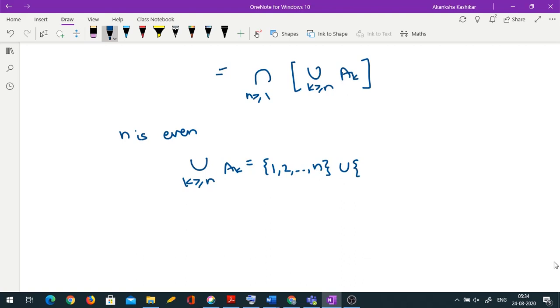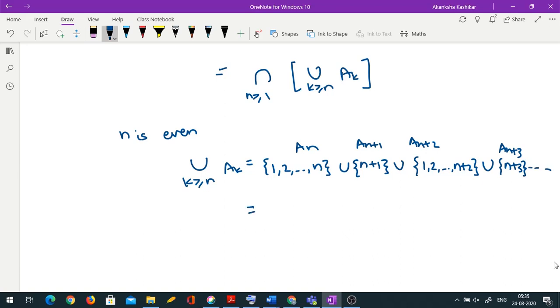Then next set is, so this is my an. My an plus 1 is just n plus 1. Then an plus 2 is 1, 2, 3 up to n plus 2. Then an plus 3 would be just n plus 3, and so on. Okay, so the union has to be the largest set, so it would actually be 1 up to everything. So this would be the entire set of natural numbers.